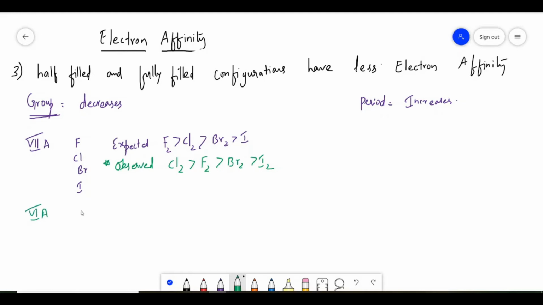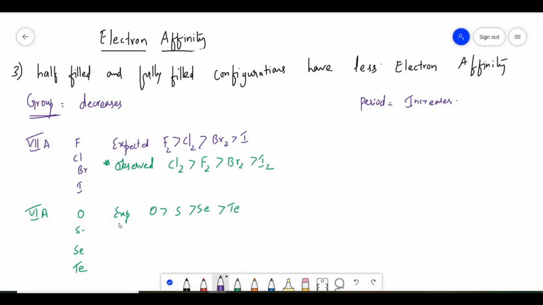6th group elements are oxygen, sulfur, selenium, tellurium. So in this also expected is the same thing, that is oxygen should have more electron affinity than sulfur, then selenium, and then tellurium. But the observed is again different.